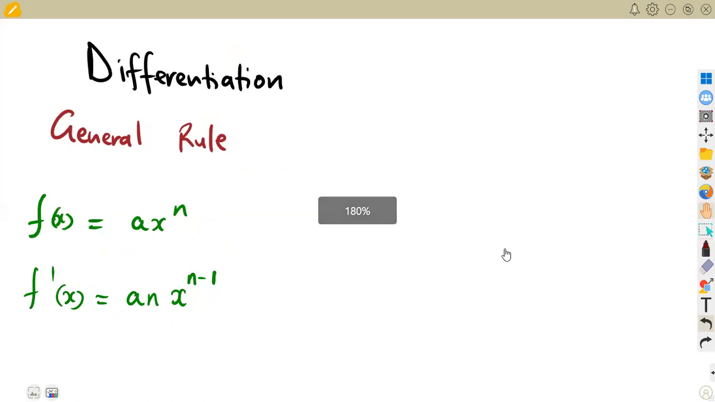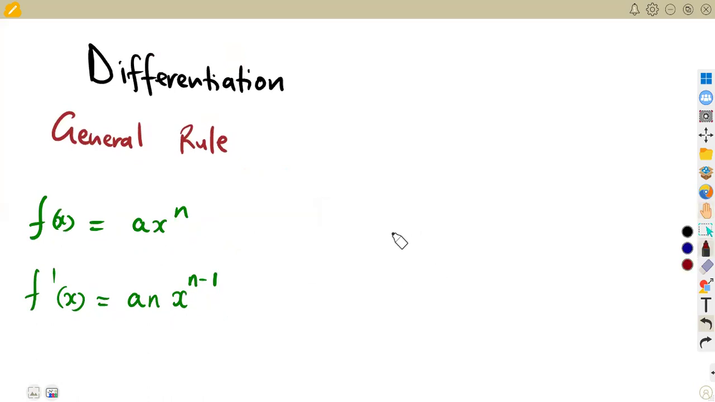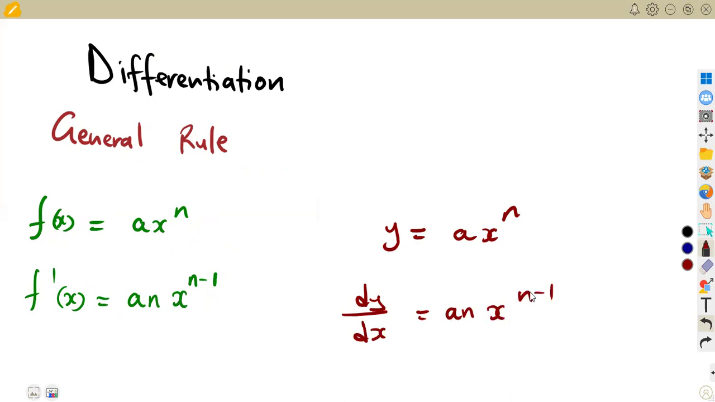Also, this same presentation can be given as y is equal to ax to the exponent of n. If I'm given it like this, then I'm going to have the derivative of y with respect to x, and that will be anx to the exponent of n minus 1. So whenever we are given this condition, we have to drop the exponent and subtract 1.